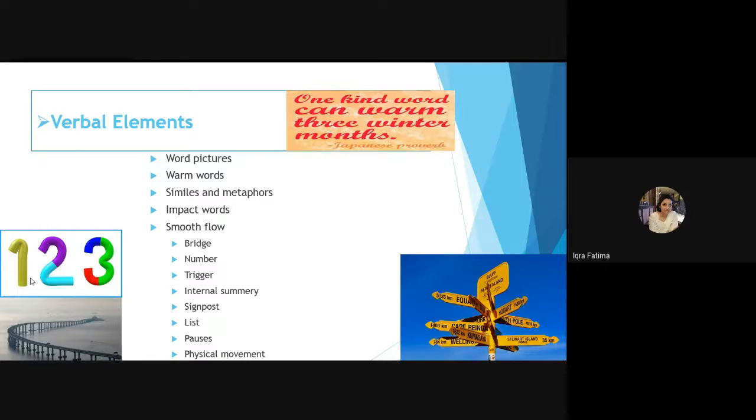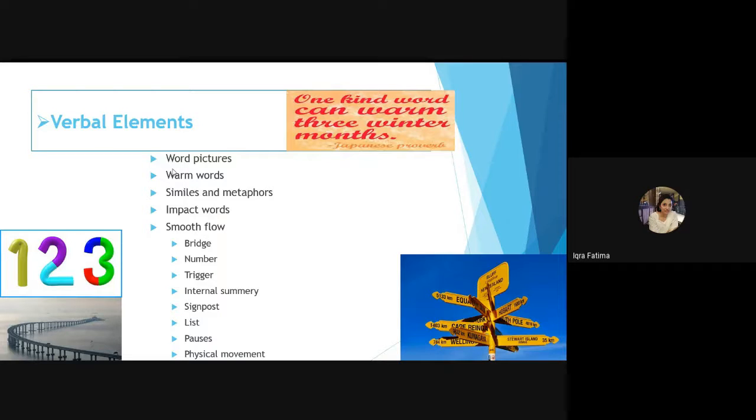Second one is warm words. What are warm words? Here is a quotation written for this: one kind warm word can warm three winter months. It means that a warm word can hit the emotionality and trigger their responses. It hits the emotions of your audience and they can trigger their response. So warm words can be very effective rather than using cold words that can leave uneasiness and unsureness about their responses.